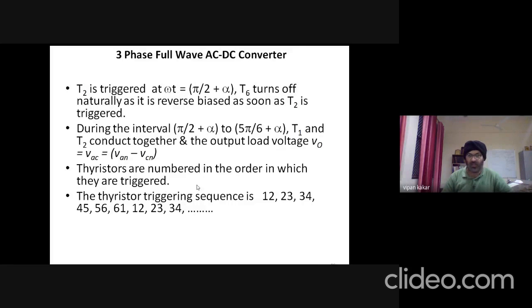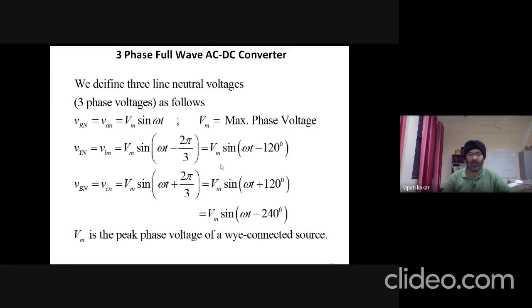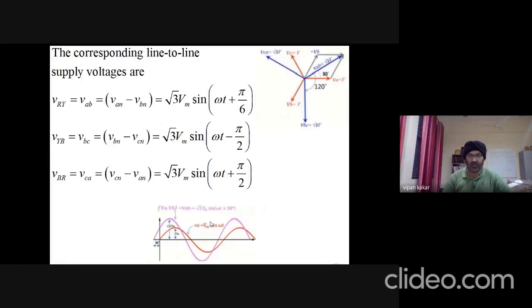So thyristors are numbered in fixed order. In this case, they are numbered in this order: 1, 2, 2, 3, 3, 4, and so on. This we already know, these phase voltages, VAN, VBN, and VCN.